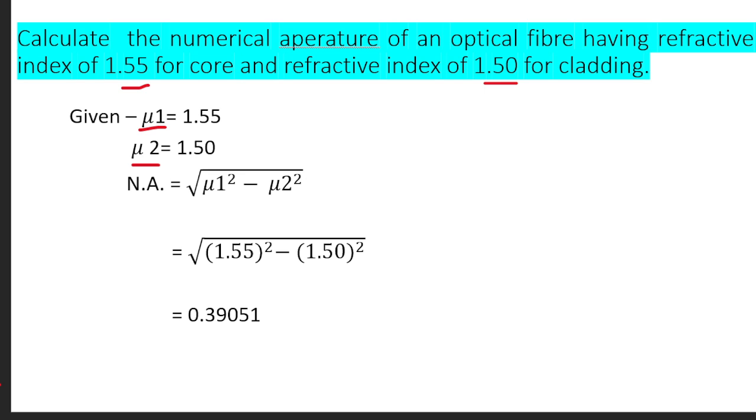As we know, the numerical aperture is the square root of mu1 square minus mu2 square. So we can replace the values of mu1 and mu2, that is the square root of 1.55 square minus 1.50 square, and you will get a final answer of 0.39051. So this is the expected numerical aperture.